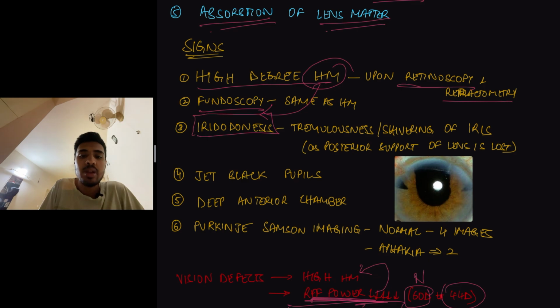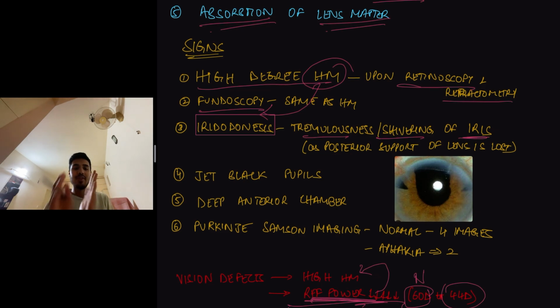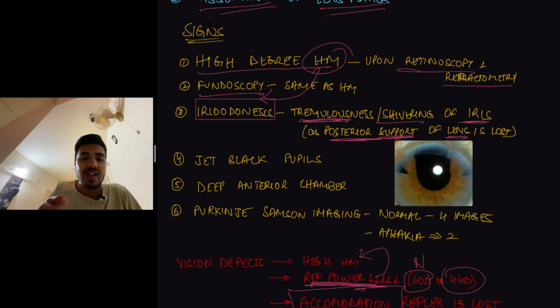Now what is iridodonesis? Iridodonesis is the tremulousness or shivering of the iris. Now remember, behind the iris you have the lens. So you have the lens and in front of that you have the iris. So the lens from behind posteriorly supports the iris. So now that the lens is absent in aphakia, the iris has no support from behind. So the iris starts shaking. This is known as tremulousness. So this is known as iridodonesis. Then because the lens itself is absent, the vitreous appears like completely dark. So it appears like you're looking into a dark hole.